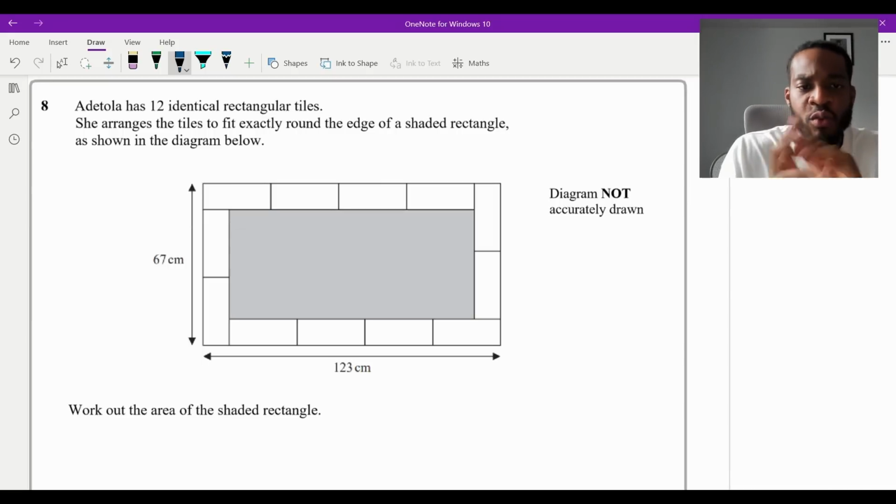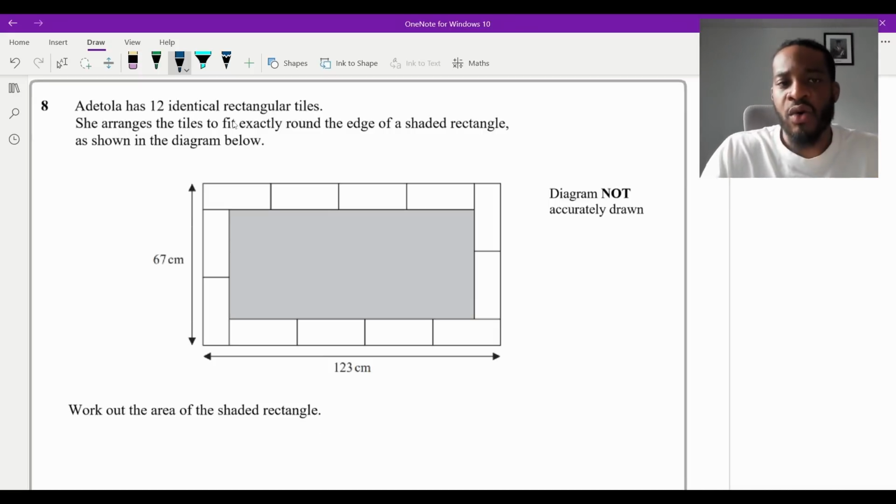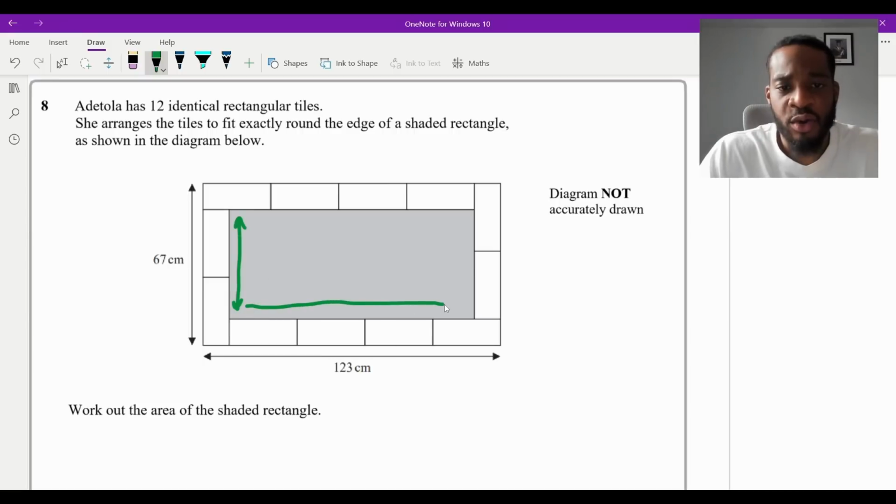Now, with this question, it looks a bit daunting at first, but you should take a bit of a step back to actually analyze what's going on here. They're asking us for the area of a shaded rectangle. For a rectangle, I know the formula is just base times height. So if I could figure out what the dimensions are of this rectangle right here, then I would be in business. So my objective is to figure out what these dimensions are.